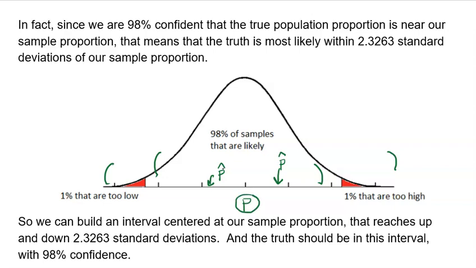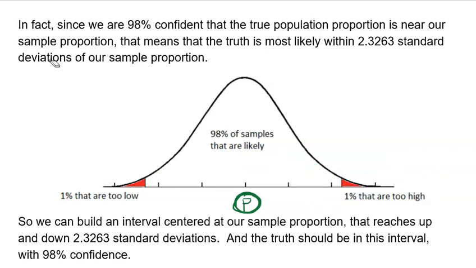So the idea is that no matter where my p-hat is, let's just say my p-hat is right here now. If my p-hat was right here and I cast my net up 2.3263 standard deviations and down 2.3263 standard deviations, I should capture the truth within my net. Okay, I'm going to erase all this for a minute.